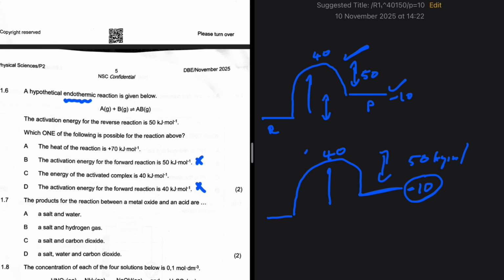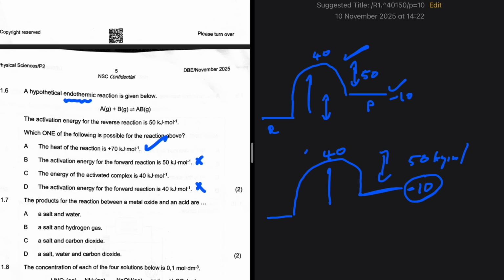Is it possible for the potential energy to be negative in these graphs? Not so sure, but it is very much possible for the heat of reaction to be plus 70 kilojoules per mole. There's something wrong there. So I'm going with C, not with C, but with A in 1.6.